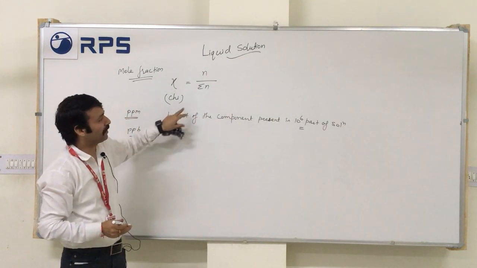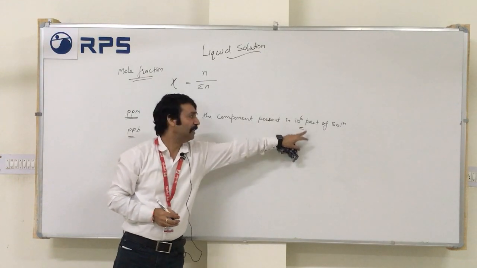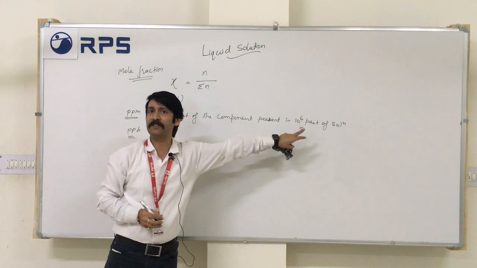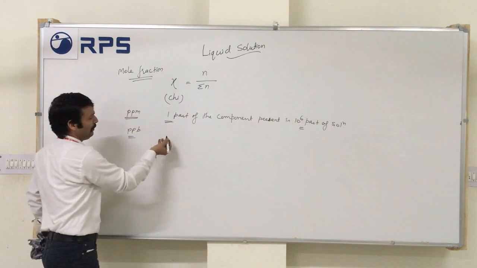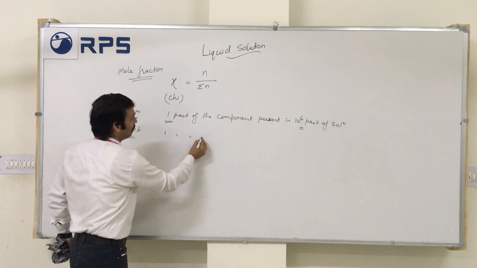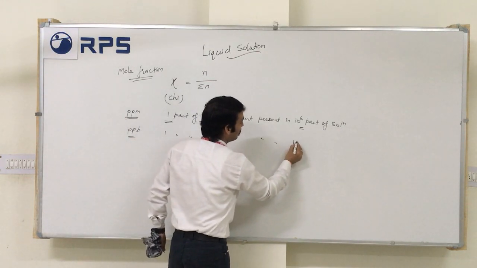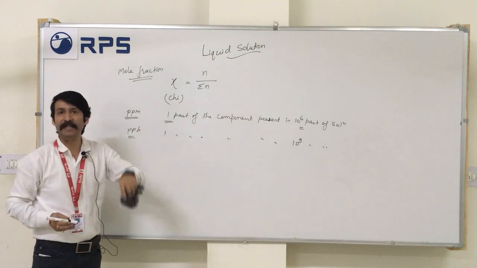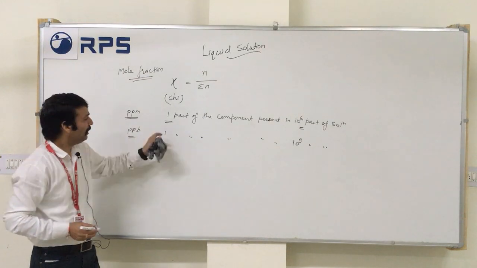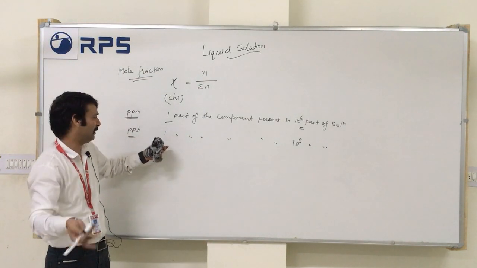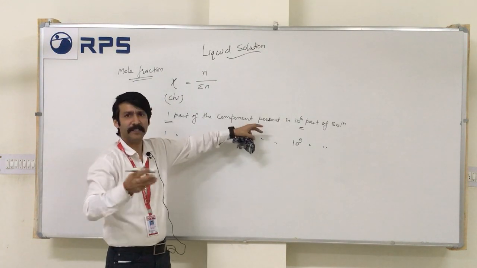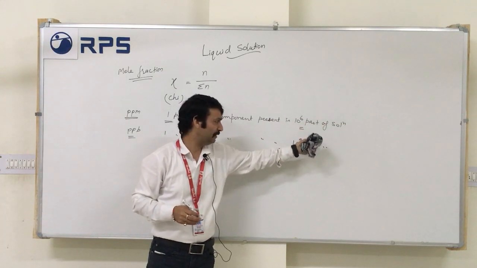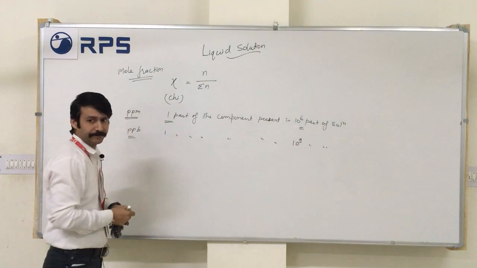Like 1 gram of the component present in 10^6 gram of the solution, 1 ml of the component present in 10^6 ml of the solution, like this. PPB means one part of the component present in 10^9 parts of the solution, meaning parts per billion. One part means 1 gram or any other unit, 1 gram of the component or any solute present in 10^9 gram of the solution in which it is dissolved. Okay.